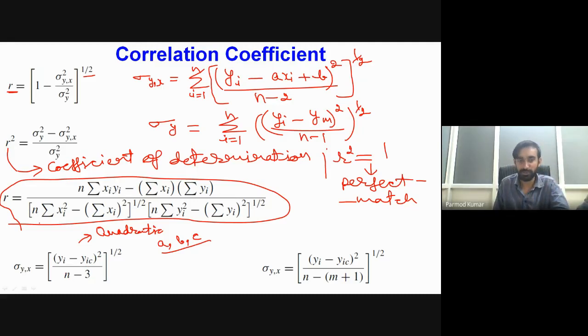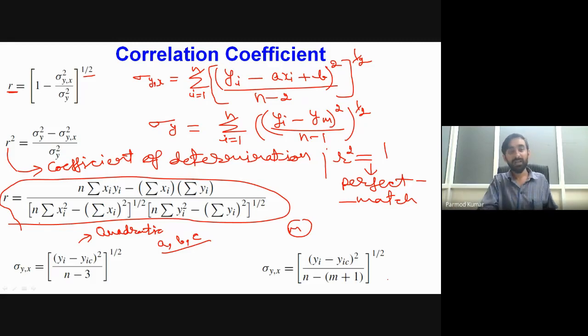So whatever the order of the polynomial, if m is the order of the polynomial, in the denominator we have to consider n minus (m plus 1), because if m is the order, we will have m plus 1 coefficients. So from our entire data set, we have to subtract the number of coefficients. That's why, in generalized form, for an mth order polynomial, the estimation of standard error has n minus (m plus 1) in the denominator.